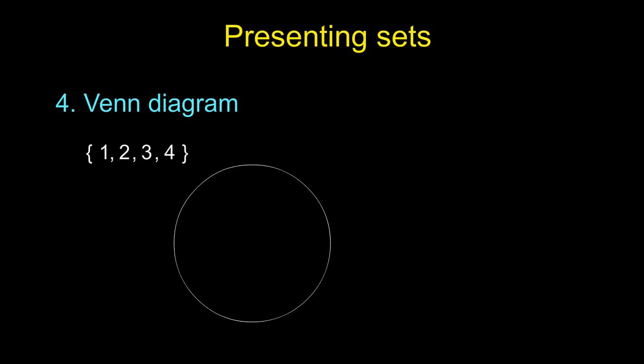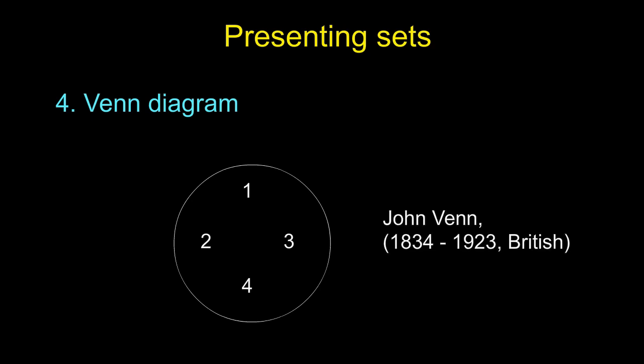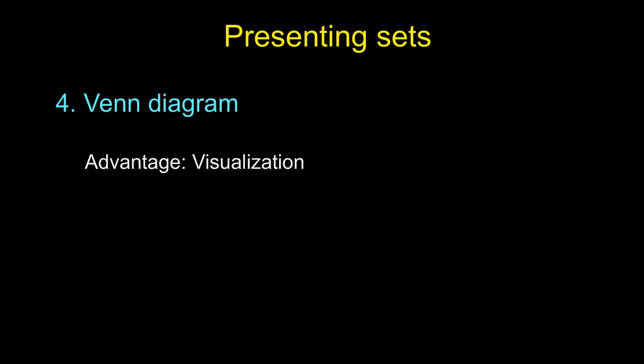4. Venn diagram. The set is usually pictured as a circle or ellipse, and the members are listed inside the circle or ellipse. Example, the set of 1, 2, 3, 4 is put in a Venn diagram like this. This diagram was introduced by John Venn in 1880. This presentation is very useful to express visualization, relations with other sets, and operations on sets. A disadvantage of this notation is that it takes space to draw.